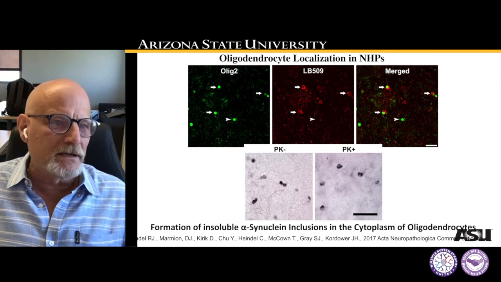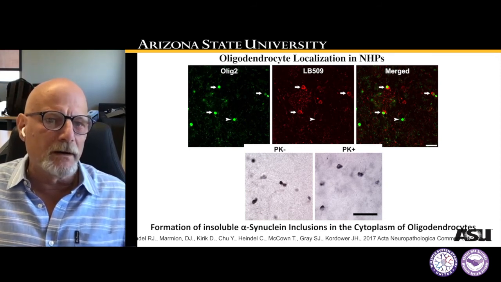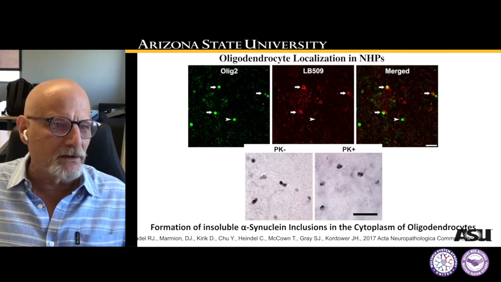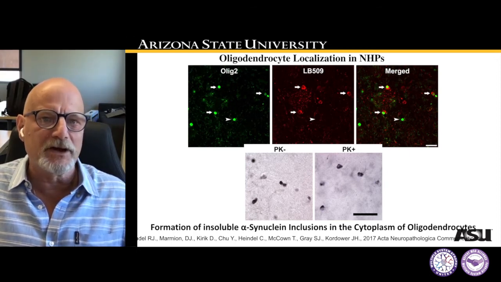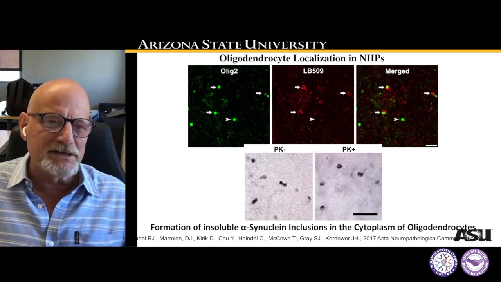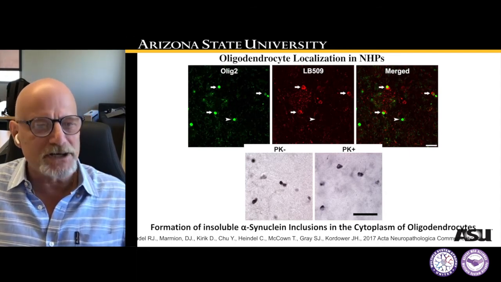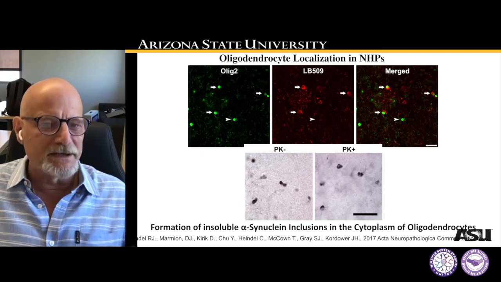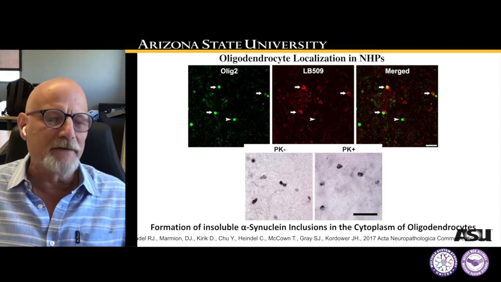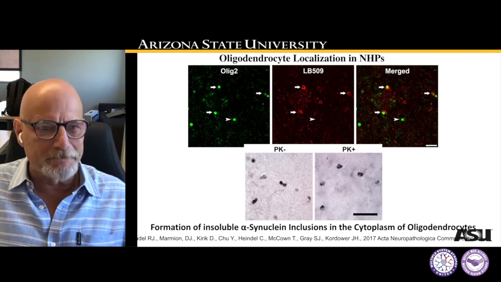We then looked at whether these GCIs are true aggregates. So you can see an ALG2 stained cell here by the arrow. You can see LB509, you can see the merged image, and we do proteinase K digestion. And you can see most of these cells here do not digest with proteinase K. And so this indicates that these are true insoluble alpha-synuclein inclusions, just like what you see in human MSA.